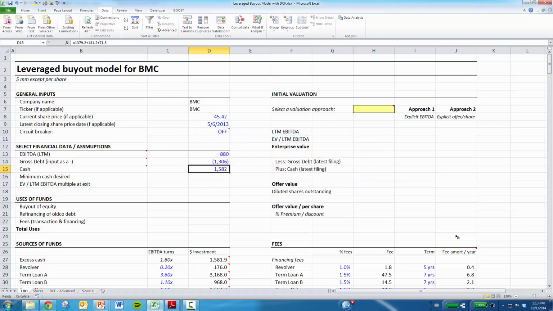Oh. All right. It didn't like that there was a comma in the 1379.2, so correct me. All right, so now I have their cash and their gross debt. Notice they actually have a negative net debt position. In other words, their cash is greater than their gross debt. Minimum cash desired and EV to LTM EBITDA multiple at exit. Let's hold off on that for a second. There's a little bit of work that we still need to do before we can talk about that. Now let's turn to initial valuation.